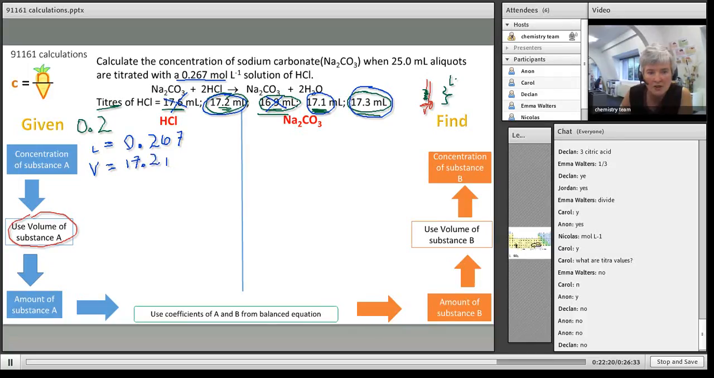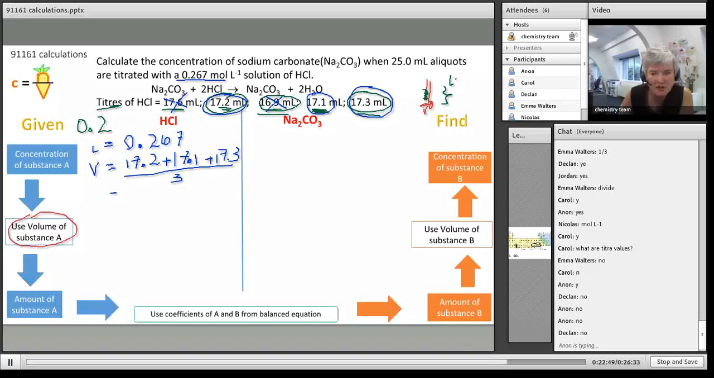So show which three titer values you accepted or used. So 17.1 plus 17.2 plus 17.3, and I divide it by 3. And what will your answer be? You can do it in your calculator, or you should be able to do it in your head, because it's the one in the middle. 17.2. Yes.